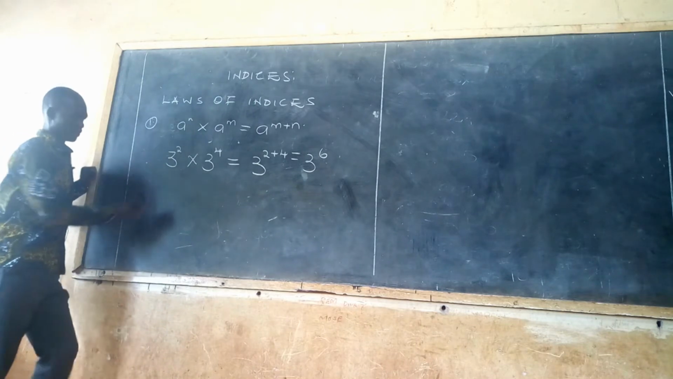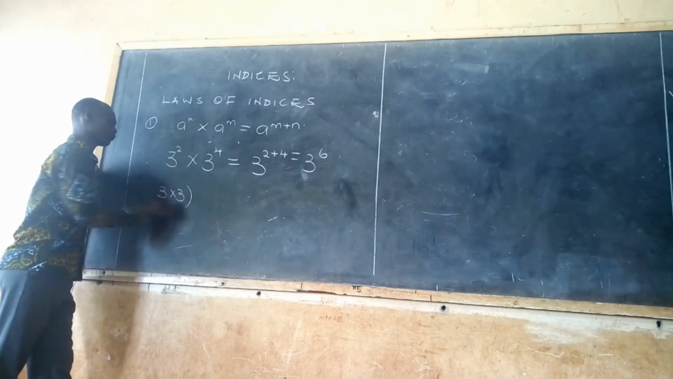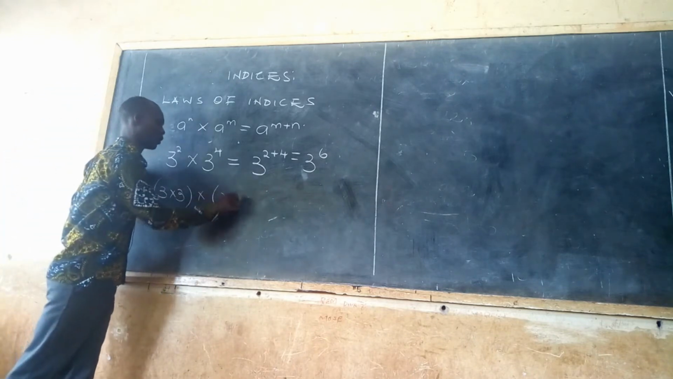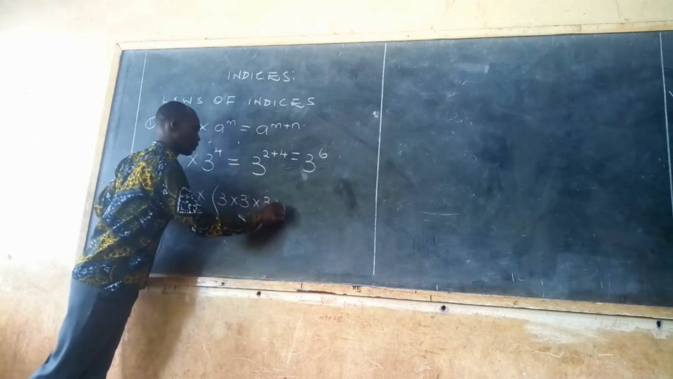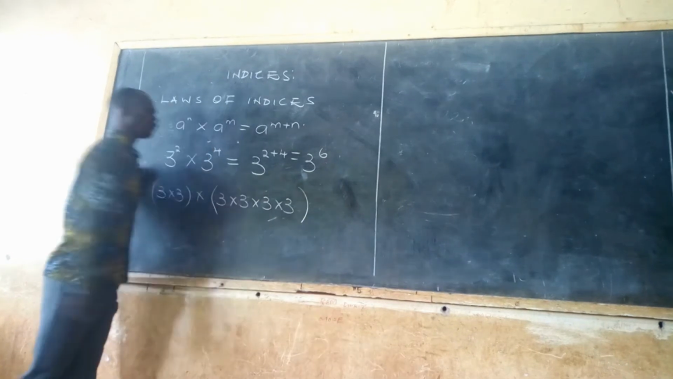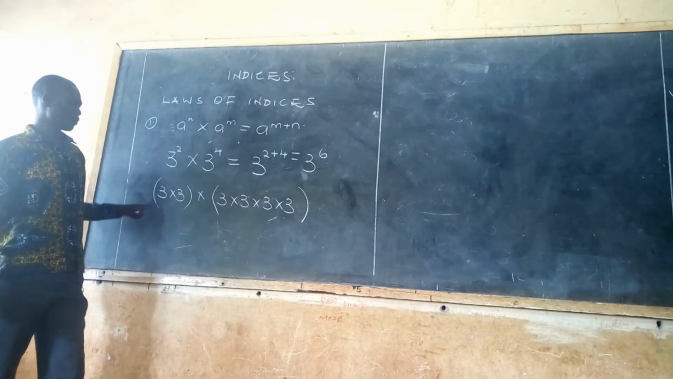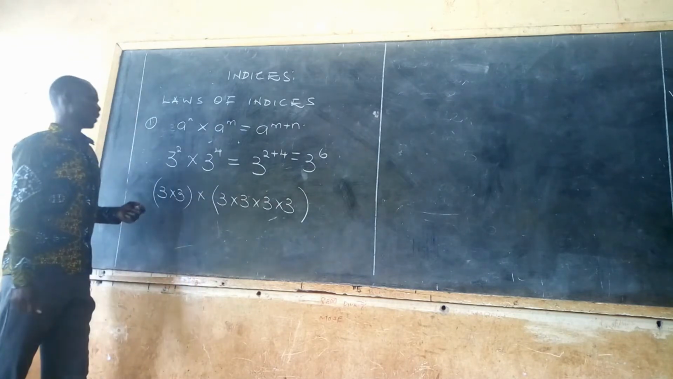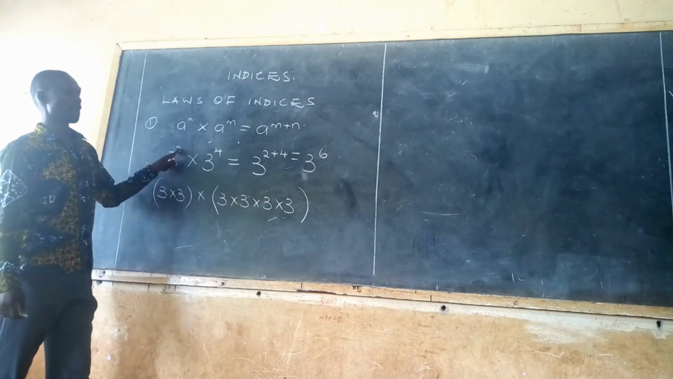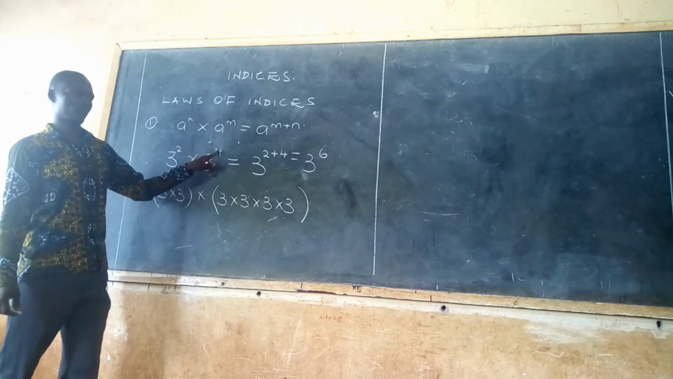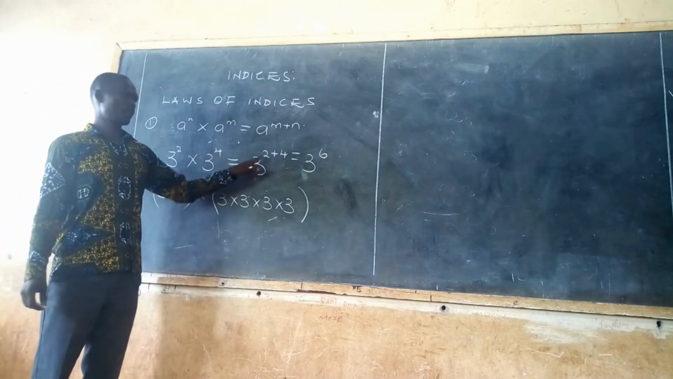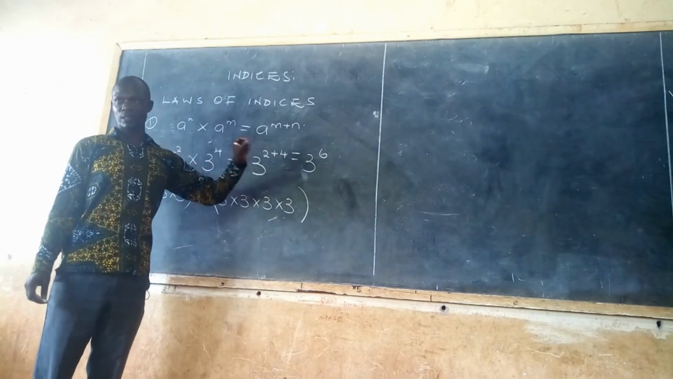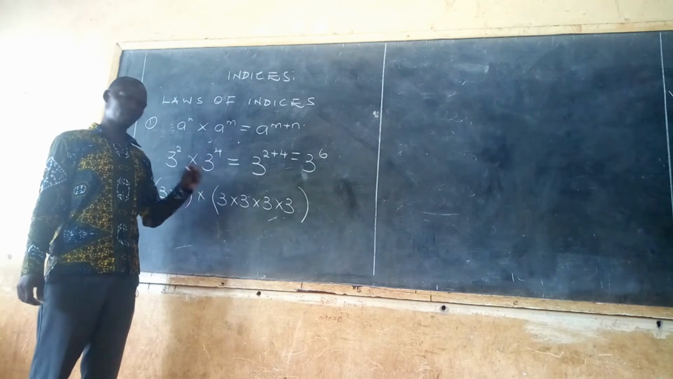What does 3 squared mean? 3 times 3. Then multiply. What does 3 to the power 4 mean? 3 times 3 times 3 times 3. Even if you did a simple count, it is going to be 1, 2, 3, 4, 5, 6. That is why we are saying that 3 squared by 3 to the power 4 is simply 3 to the power 2 plus 4. That gives us 3 to the power 6. So that is the first law of indices.